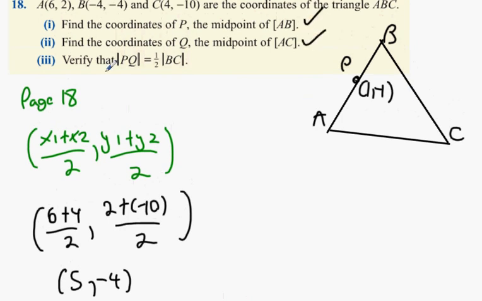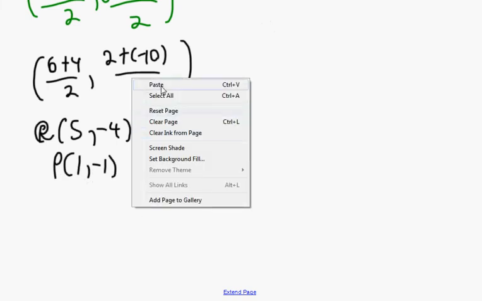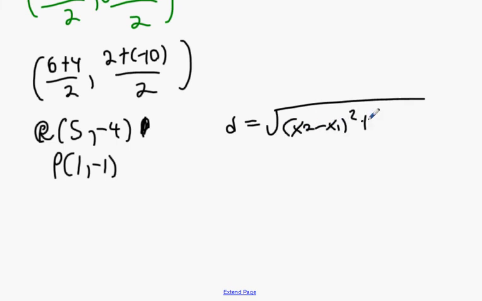Done and done. Verify that the length of PQ, so this is the point P, and this is the point Q, and the point P is 1, minus 1. It wants you to find the length of PQ. How do you find the length of PQ, guys? The formula, right? So the formula is D equals the square root of x2 minus x1 squared plus y2 minus y1 squared.